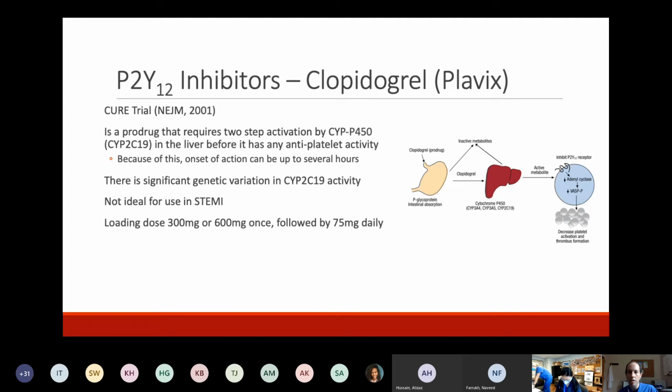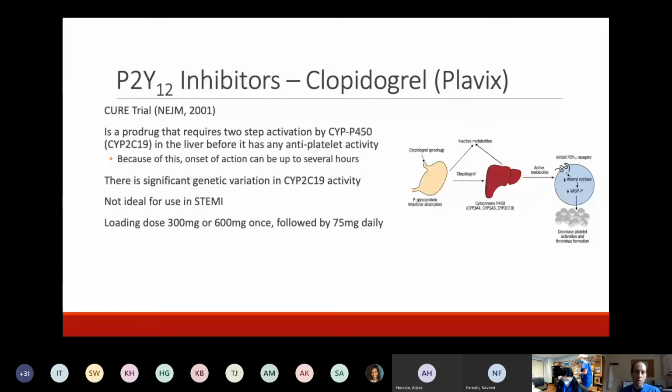It's metabolized by one of the CYP enzymes, CYP2C19. Because of this, it can take a couple of hours, if not up to 12 or almost a day, to have any functional activity when you give somebody Plavix. We know there's a lot of genetic variation in CYP2C19. Some people are what we call intermediate metabolizers, which means it takes them even longer to metabolize the drug to its active form. And some people are poor metabolizers, meaning they essentially cannot metabolize Plavix into its active form.